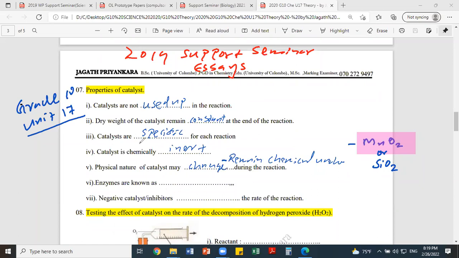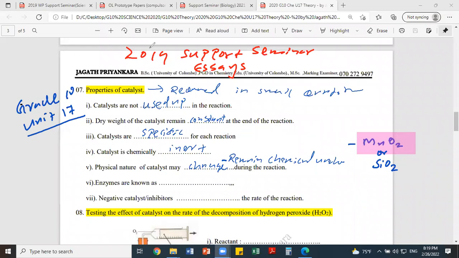And the other one is they are required in a small amount. That also you can write here. Catalysts are required in a small amount. What are the other properties of catalyst? They are required in small quantities. A small quantity of catalyst is sufficient to increase the rate.